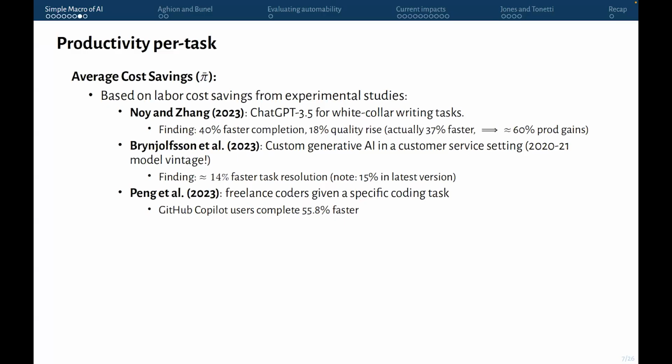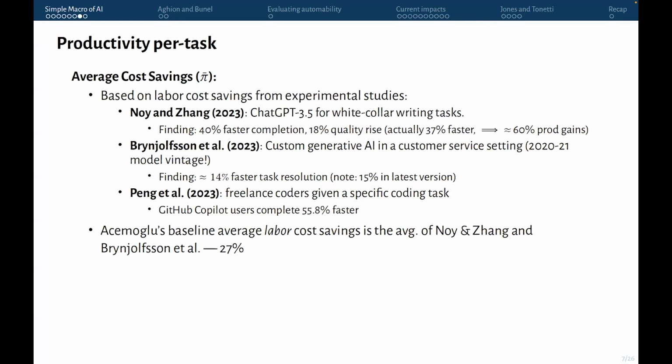And then the third one, which he doesn't actually use in his main estimate, but he talks about, is this Peng et al. study. And this is freelance coders on Upwork given specific coding tasks. And in the RCT, where some of them get to use GitHub Copilot, they complete the task 56% faster. So what Acemoglu does is he says, I'm going to average the Brynjolfsson et al. and the Noy and Zhang one to get an average labor cost savings of 27%. And I think the reason for not using the Peng et al. one in the main estimate is that maybe software engineering is really particularly different from other sorts of tasks. But I don't know if that's reasonable.